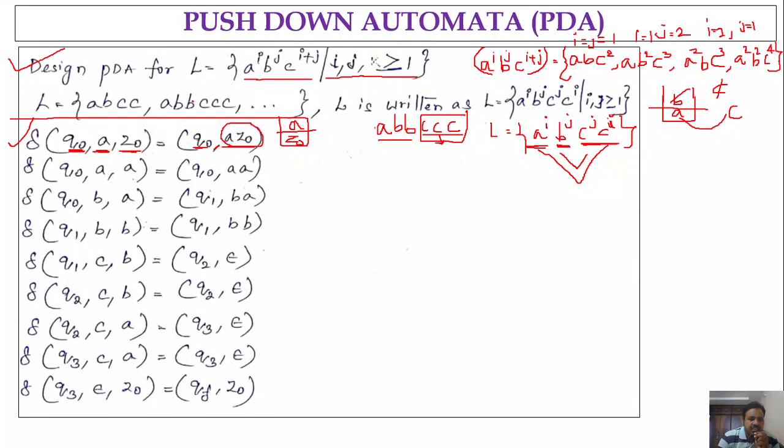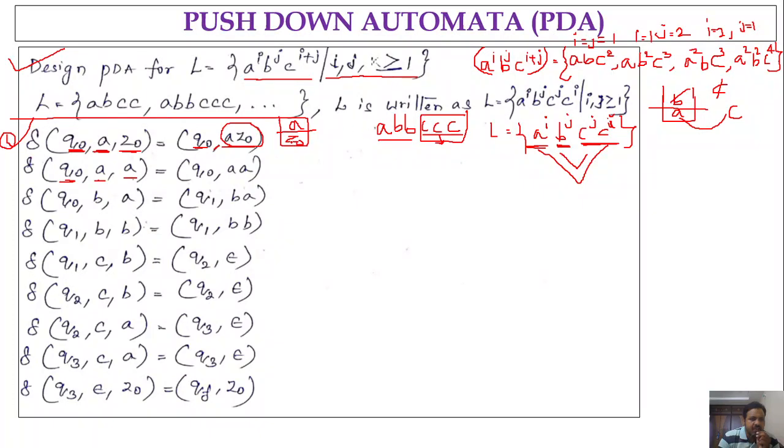Next, in q naught, the input symbol may be a and the top of the stack may be a. That means this is the first transition function, which belongs to the first possibility where the input is a and the stack content is z naught only, so the initial case. In this case, we simply stay in the same state q naught and push the input symbol a onto the stack. So that's why we have q naught comma a z naught.